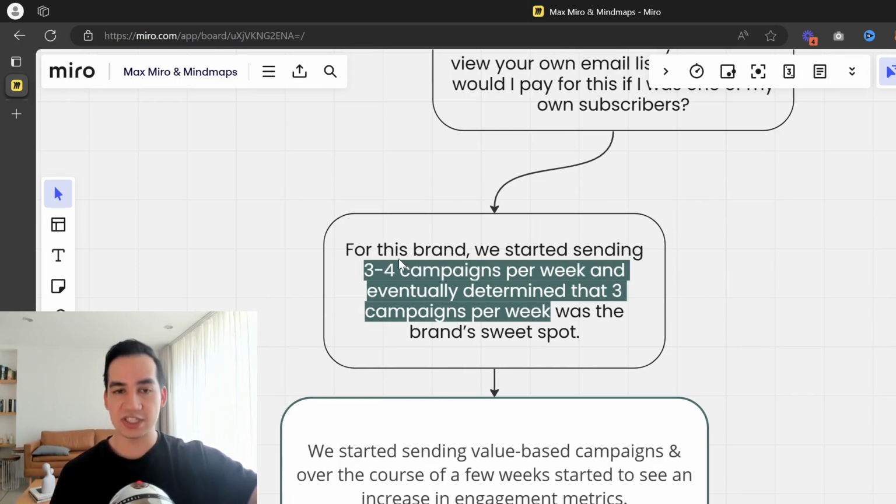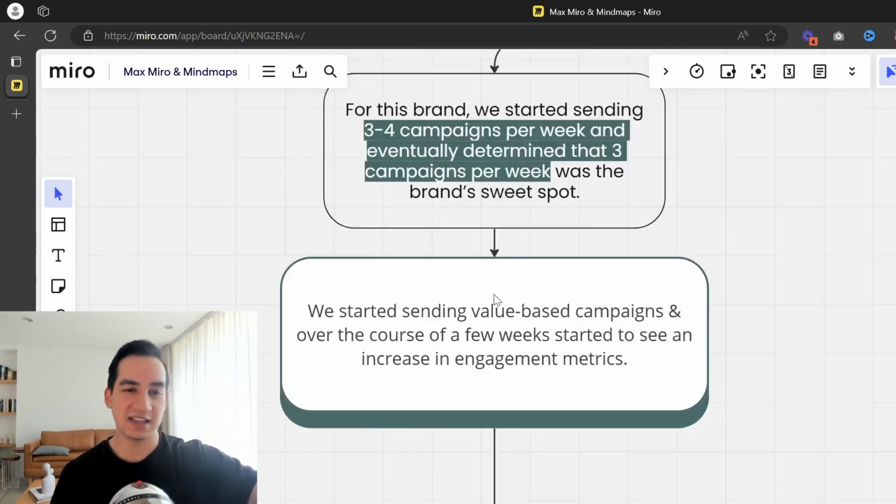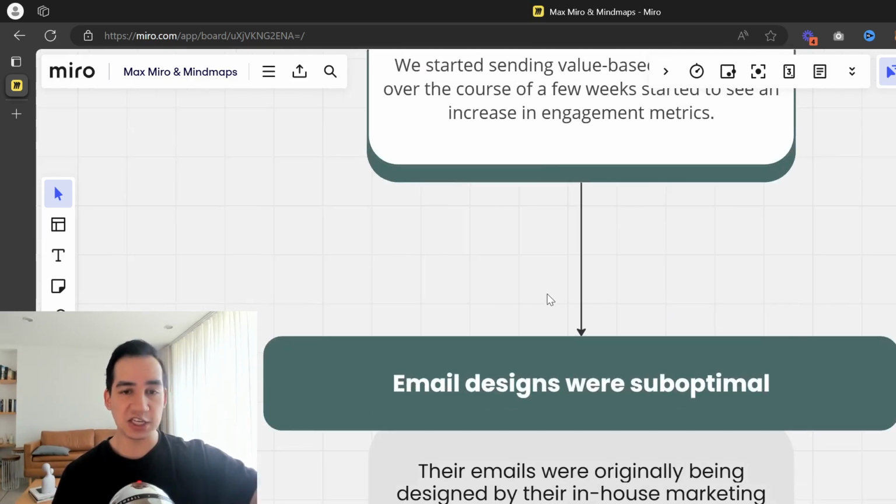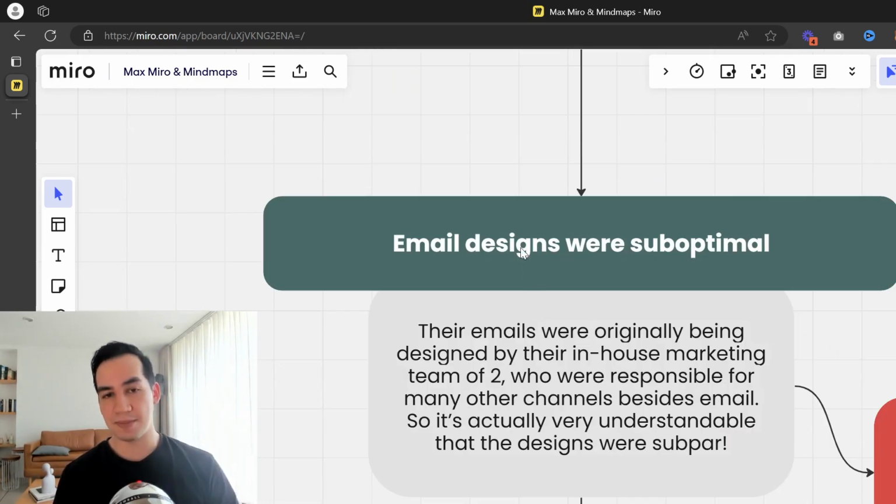Now, for this brand, we started sending 3 to 4 campaigns per week and eventually determined that 3 campaigns per week was the brand's sweet spot. At 4, we were getting a bit of pushback, in terms of like, you guys are sending a lot. So that's good feedback. We started sending value-based campaigns, and over the course of a few weeks, started to see an increase in engagement metrics. And then their final problem with the campaigns, email designs were suboptimal.